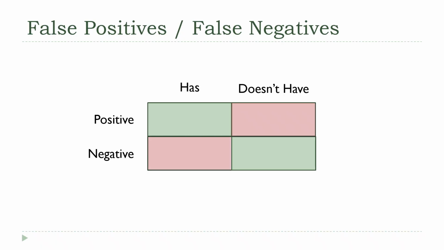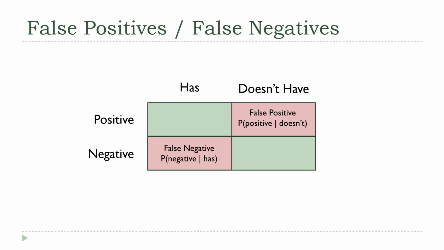The case where the patient gets a positive result but doesn't have the disease is called a false positive. And the case where the patient gets a negative result but does have the disease is a false negative. In probability terms, a false positive is represented by the probability that a person tests positive given that they don't have the disease. And a false negative would be represented by the probability that the patient tests negative given that they do have the disease.